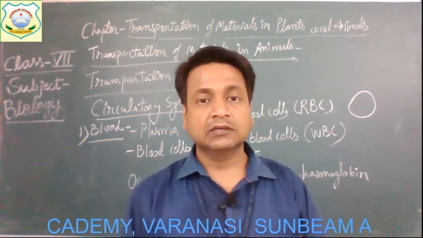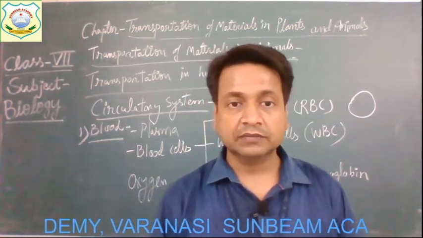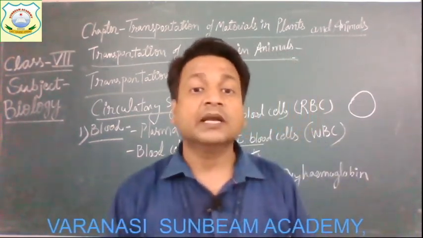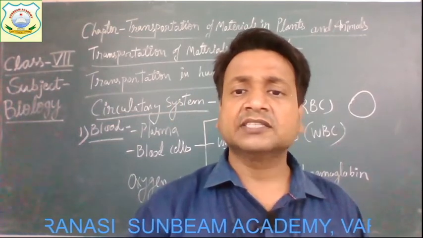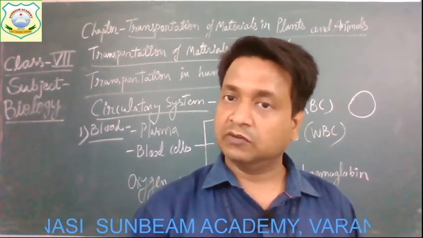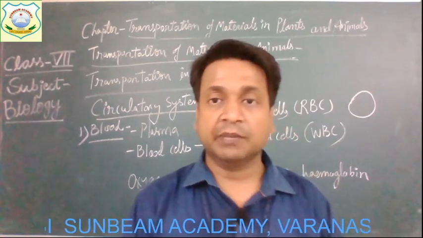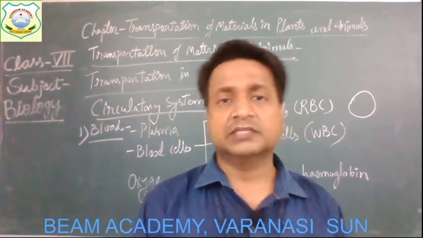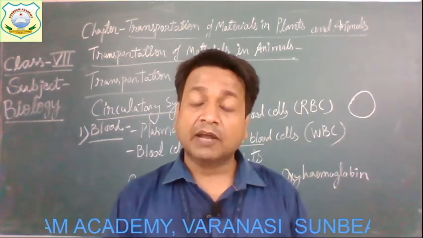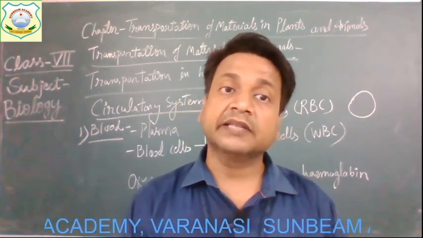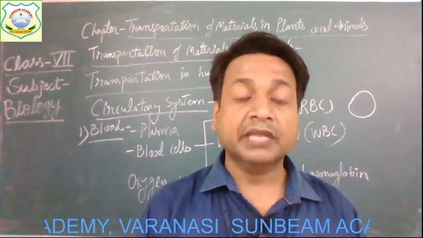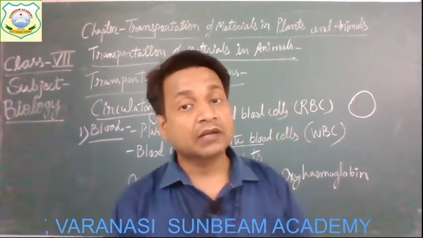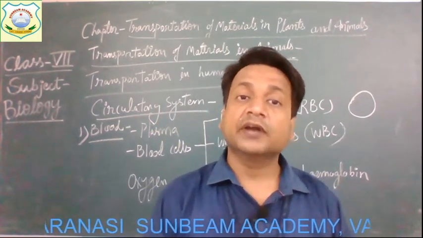Okay children, now come to the next, white blood cells, WBCs. They are slightly larger than red blood cells, and they do not have a fixed shape, they are irregular in shape. They are fewer in number than red blood cells. The number of red blood cells is greater than white blood cells, and their main job is to fight against diseases by destroying harmful bacteria and other foreign materials.